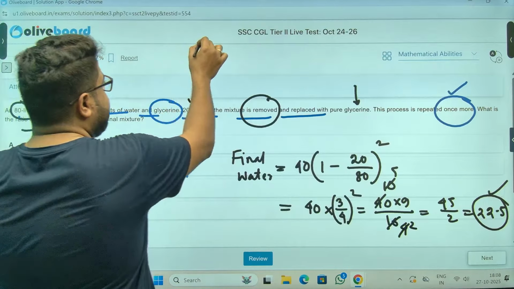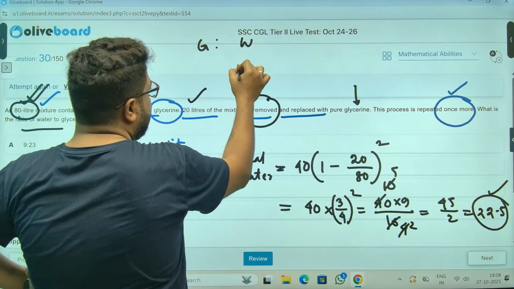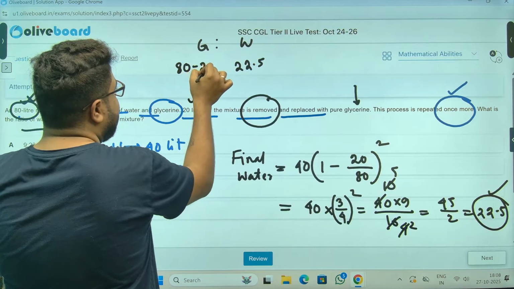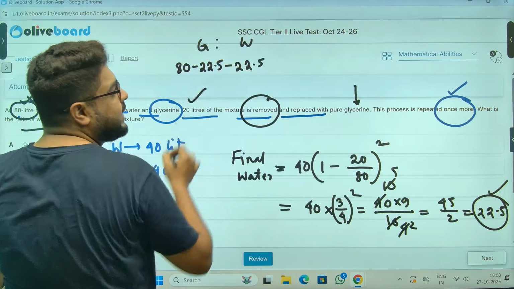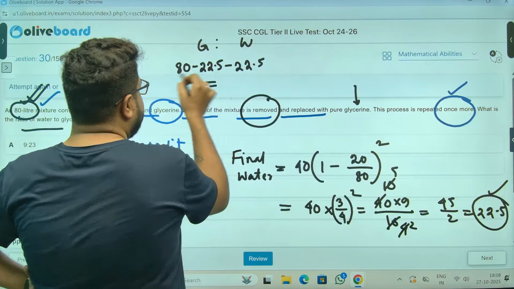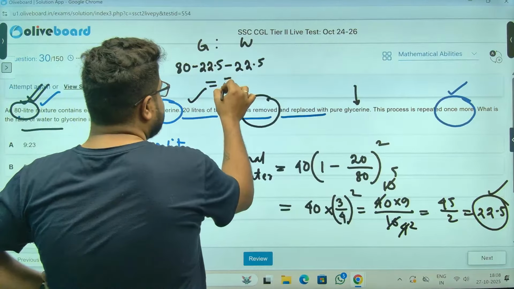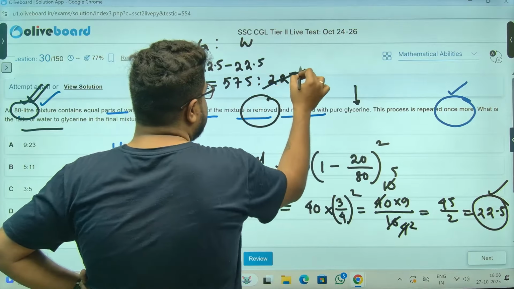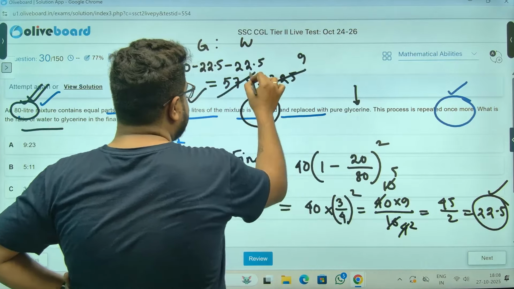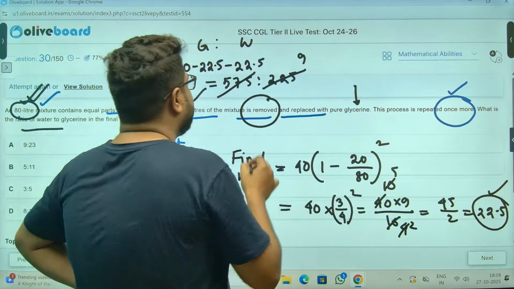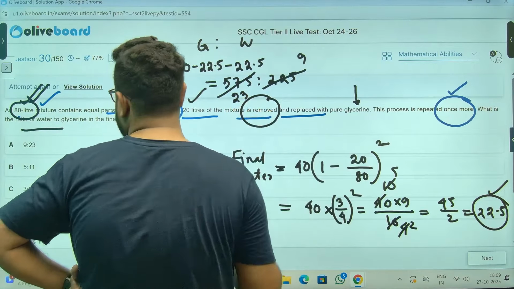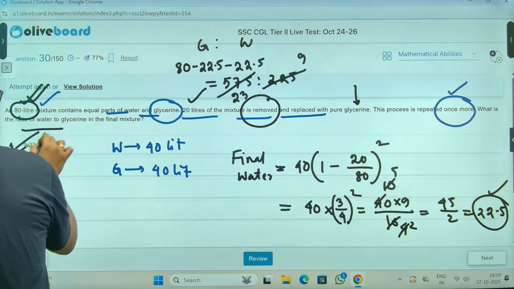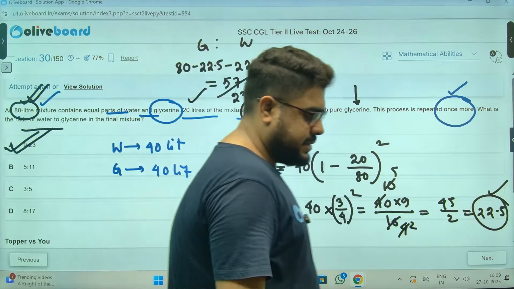So for the glycerin to water ratio, water is 22.5. Glycerin I don't need to calculate separately, it is just the subtraction: 80 minus 22.5 is 57.5. So 57.5 and 22.5, that is 575 and 225. 25 nines are 225, and 25 twenty-threes are 575. So the ratio is 23 to 9. Water to glycerin, meaning option A, 9 ratio 23 is the answer.